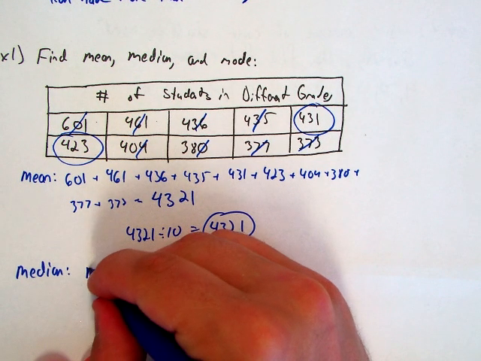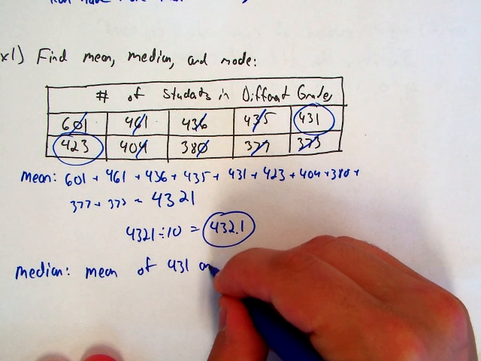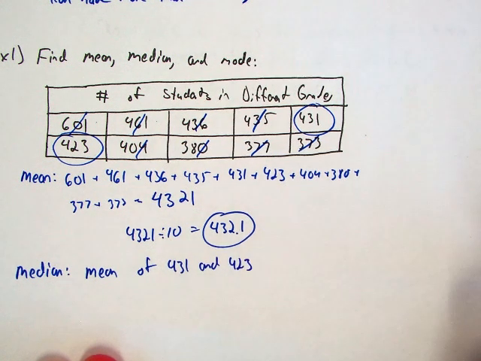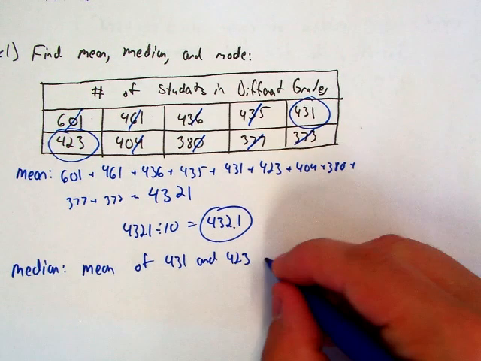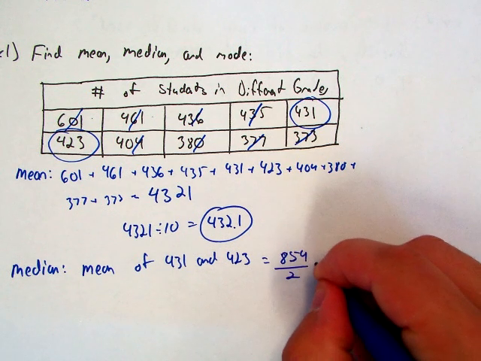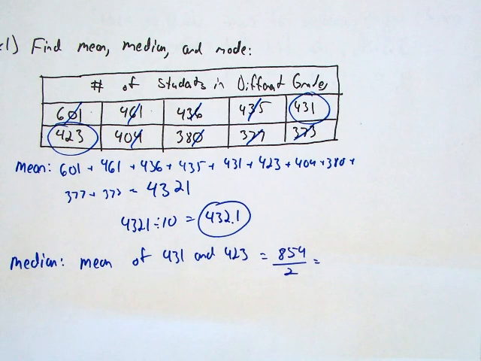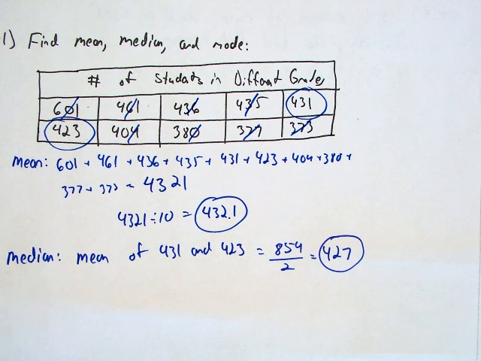So now I need to find the mean of 431 and 423. So again, I have to add those together. 431 and 423 is equal to 854. I want to divide this number by 2 then, and the median is 427.